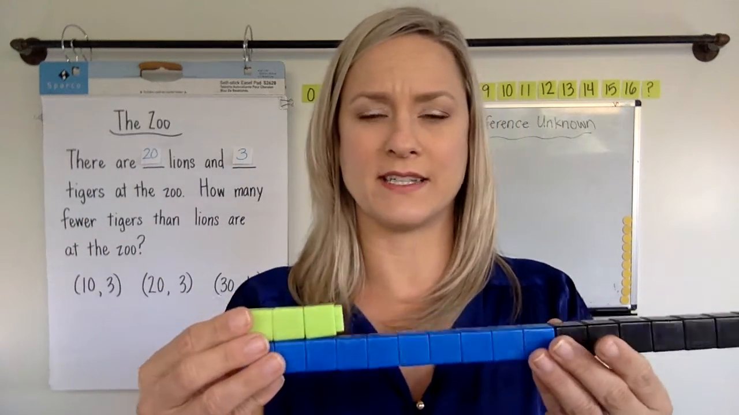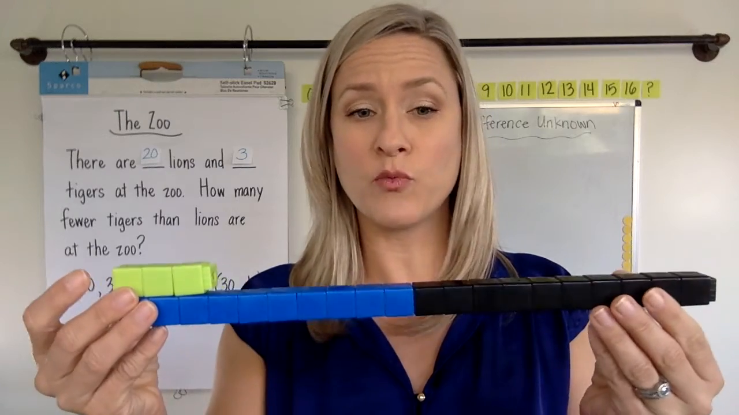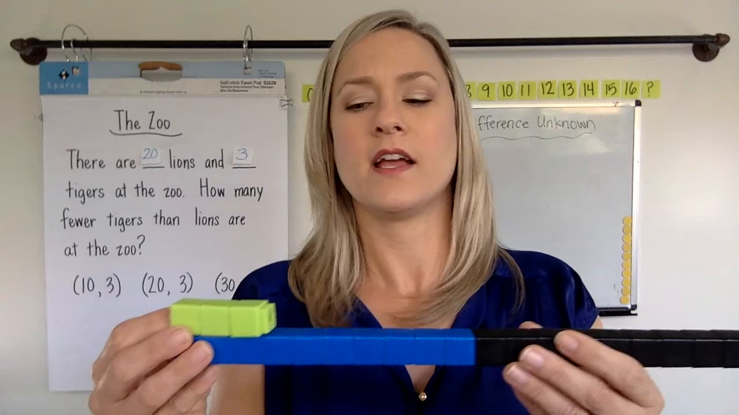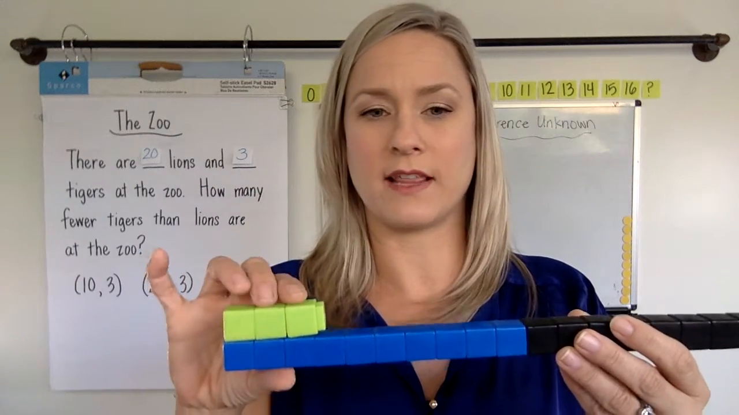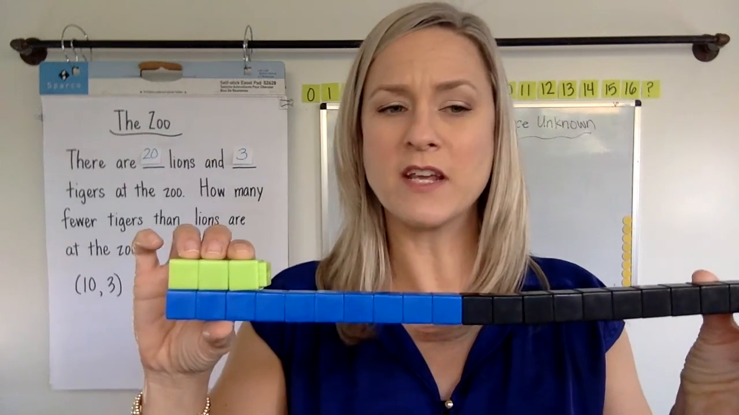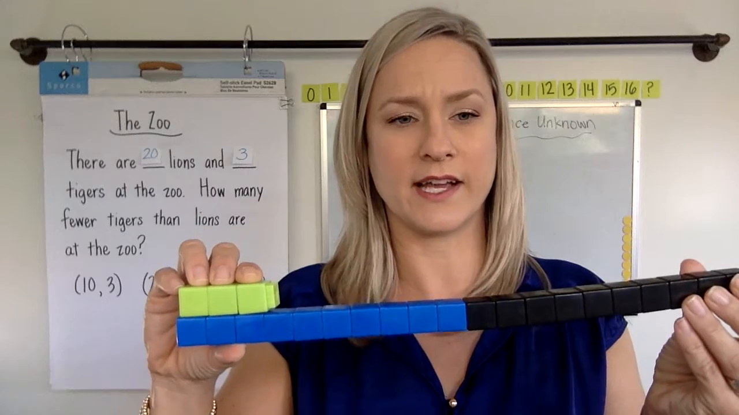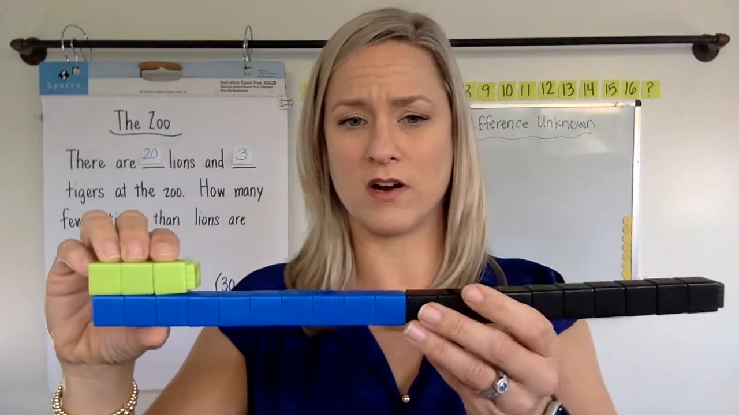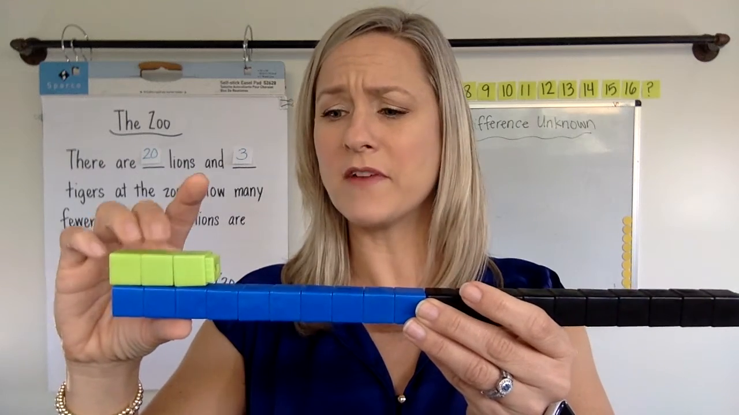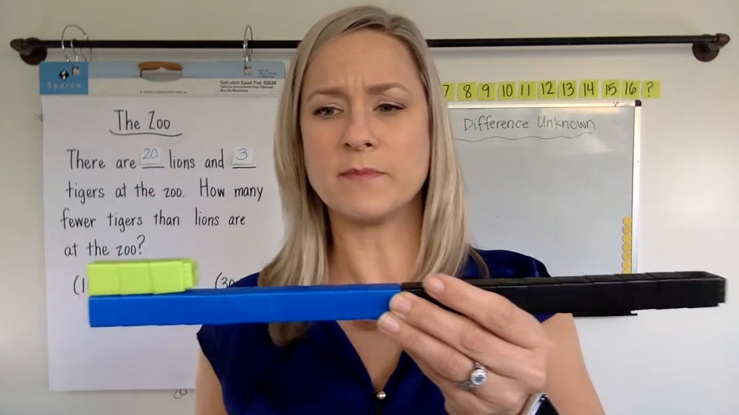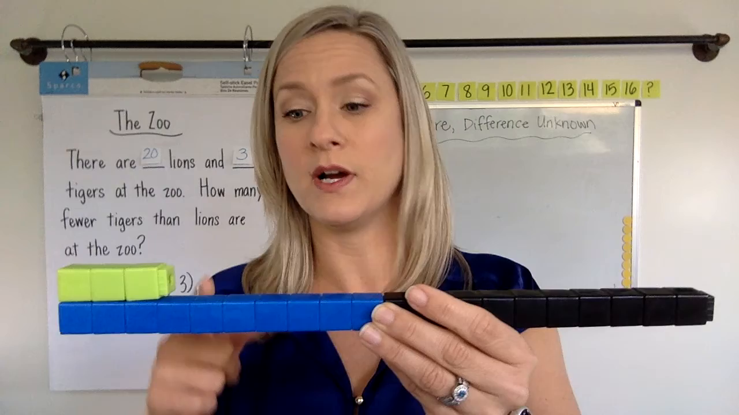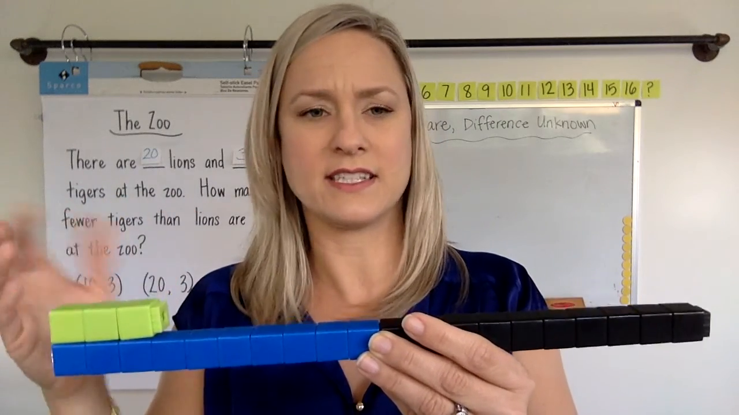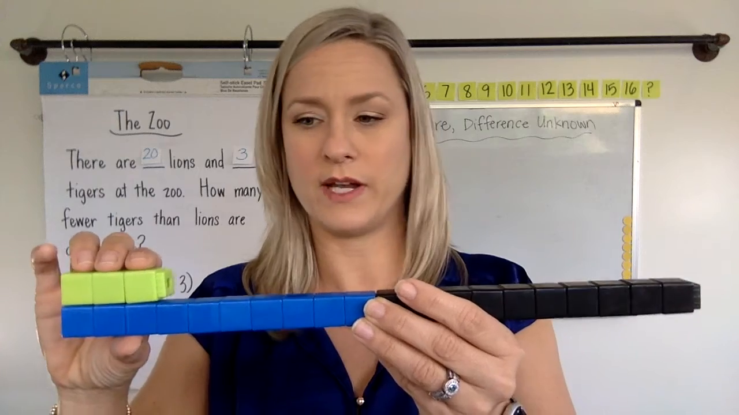So we might say something like, which color represents the tigers? Which colors represent the lions? We can ask them questions like that. And then, how many fewer tigers than lions are at the zoo? So we're looking to see how many less there are. If they're still not getting that, sometimes I change my wording to how many more are there? It's asking that same thing, but in a different way, right?